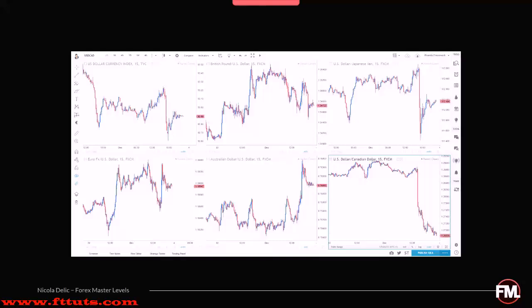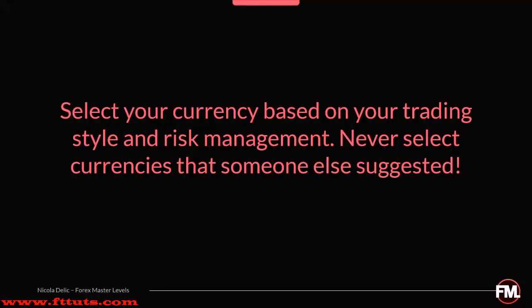Try to practice a little bit, see what pairs work for you, build a list of the pairs that ideally you want to trade, and we are going to continue from there. Select your currency based on your trading style and risk management. Never select currencies that someone else suggested.